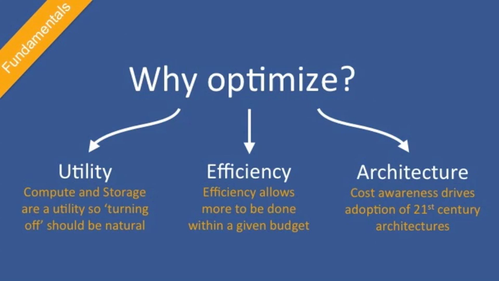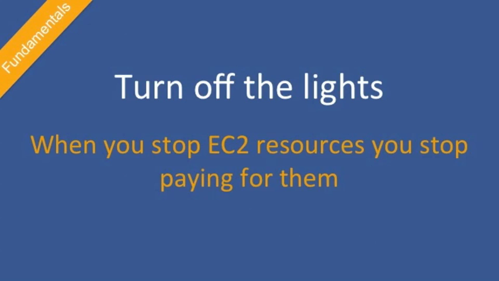So there are some key fundamentals here. Turn off the lights. When you stop using EC2 resources, you stop paying for them. So for an EC2 instance of any size, when it's stopped, you stop paying the instance hourly price, and you only pay for the storage of the EBS volumes if they're EBS-backed instances behind the scenes.